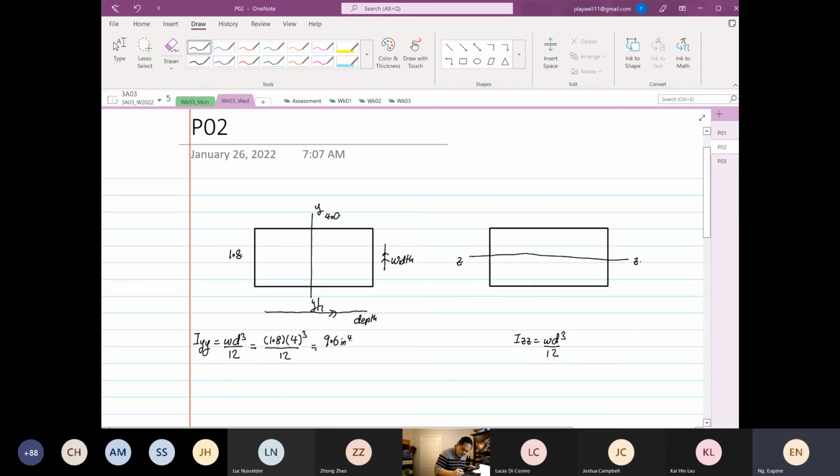And then over here, anything that's parallel is your width, and perpendicular to the axis is your depth. So the width will be equal to 4, and the depth is 1.8, over 12. So 1.8 to the power 3 times 4 divided by 12 is 1.944.